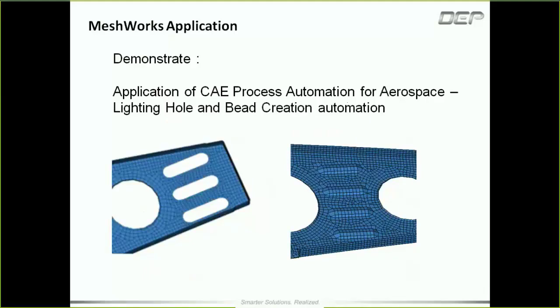Subsequent to that, we will also see how the process automation can be taken to the next level. Today, process automation is talked about as a set of steps which will walk you from the CAD data as input and give you results as an output. So that is how the process automation is orchestrated. But what we typically add from the MeshWorks side, yet another dimension to complete the process, is that we are able to even automate the creation of beads or the creation of lightening holes.